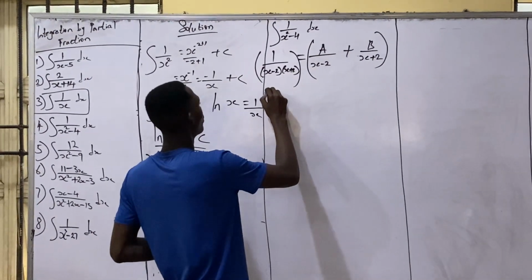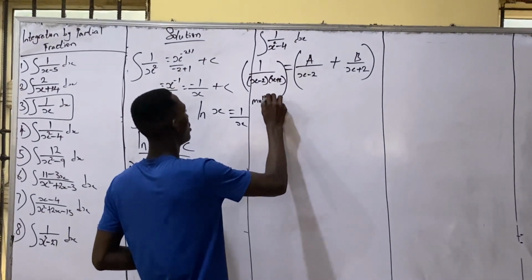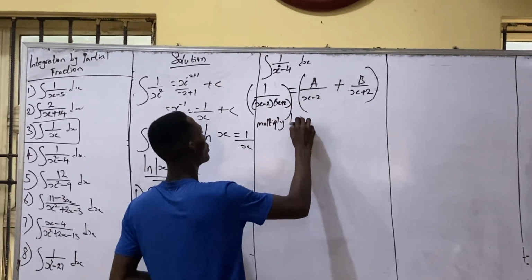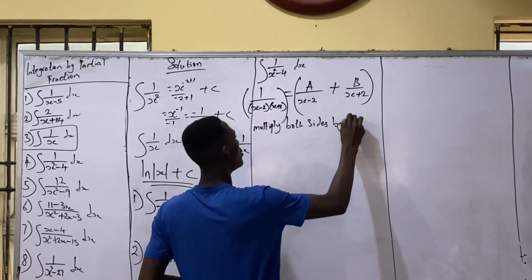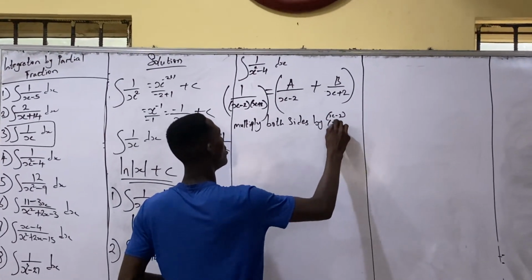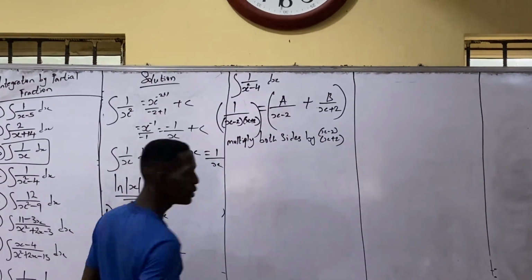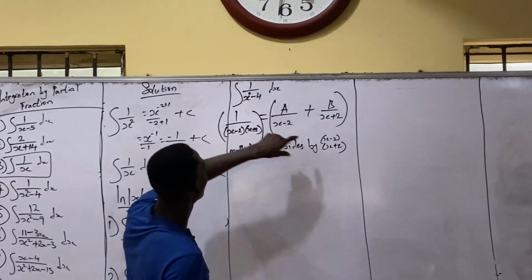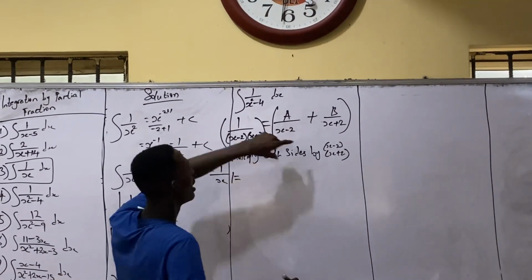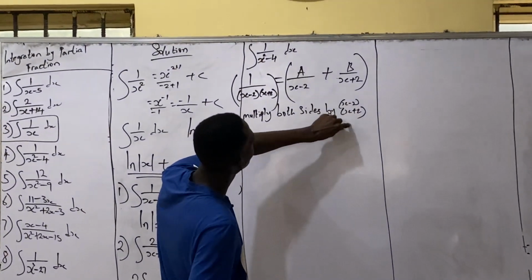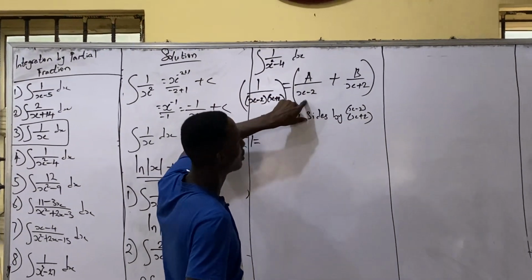So let me write it down. Multiply both sides by (x minus 2)(x plus 2). By doing that, (x minus 2)(x plus 2) will cancel this, so we'll be left with just 1. Then equate it to (x minus 2)(x plus 2) multiplied by a over x minus 2.